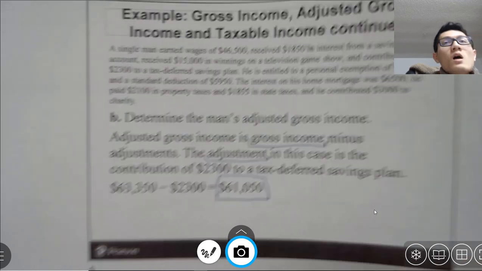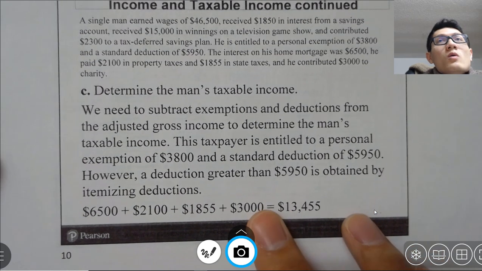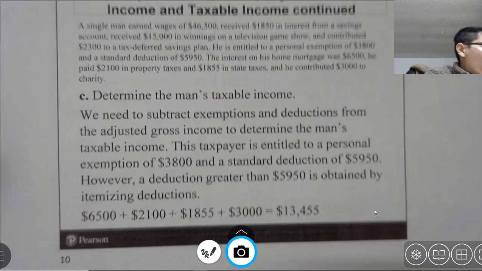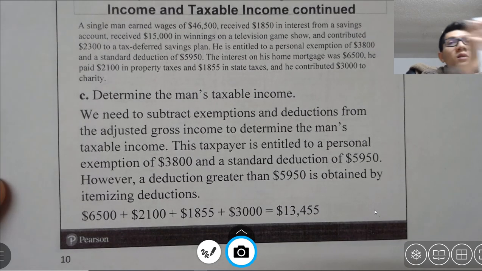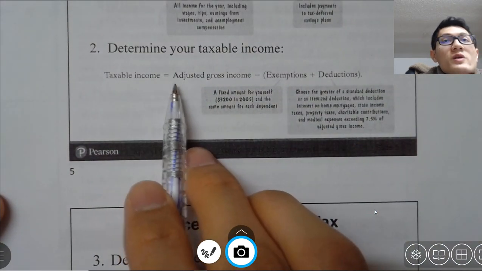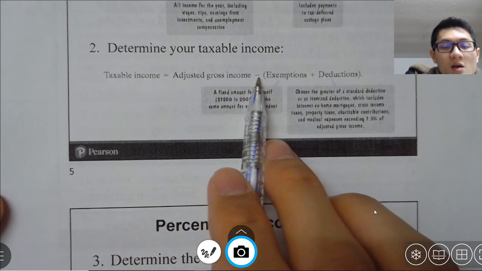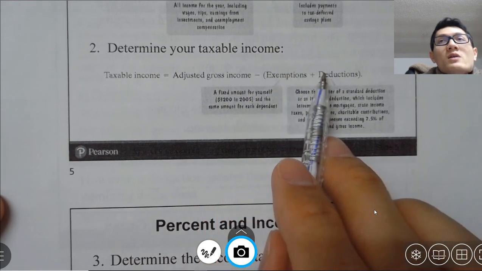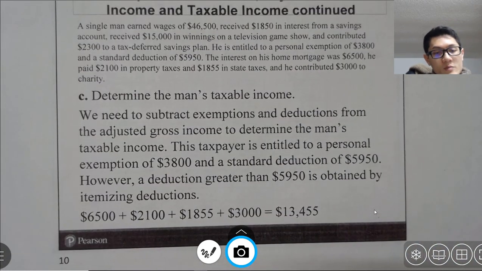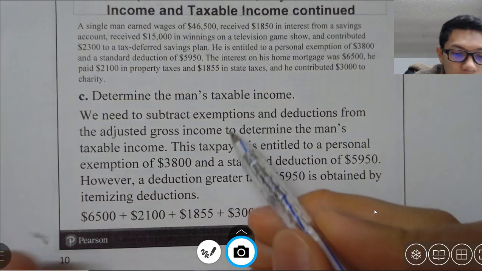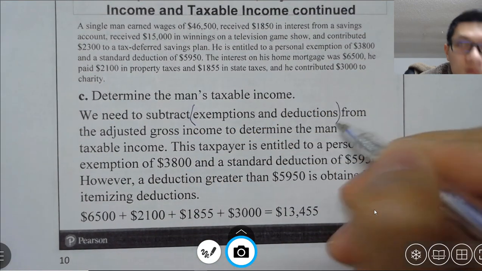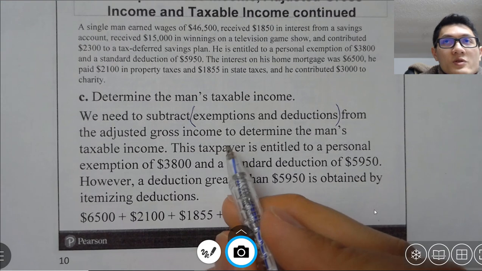The next part, we are going to determine the man's taxable income. Taxable income, so what is that? Go back to, again, slide number 3. Taxable income is equal to the adjusted gross income minus the summation of exemptions plus the deductions. So we need to subtract the exemptions and deductions from the adjusted gross income to determine the man's taxable income.